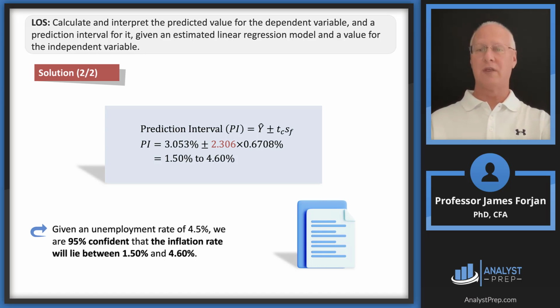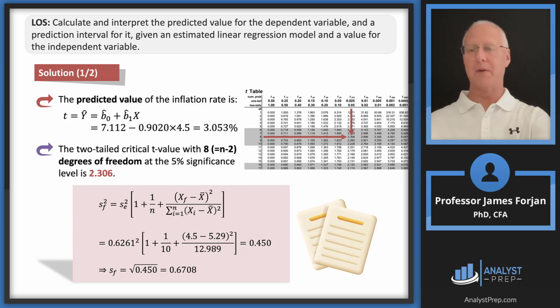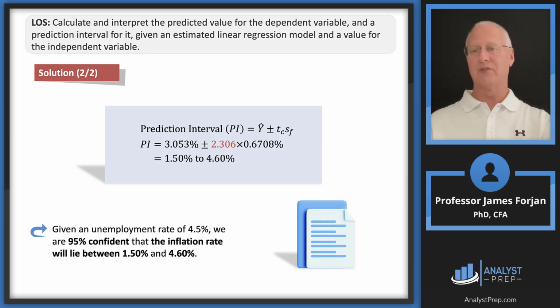So here is the prediction interval. We'll start with the 3.053 rate of inflation, that's our predicted number. Then we're going to add 2.306 times that 67, which we got right back there at the bottom, and then we're going to subtract it. So there's our prediction interval. What did I say earlier? I said, hey, I predict 3.053% inflation.